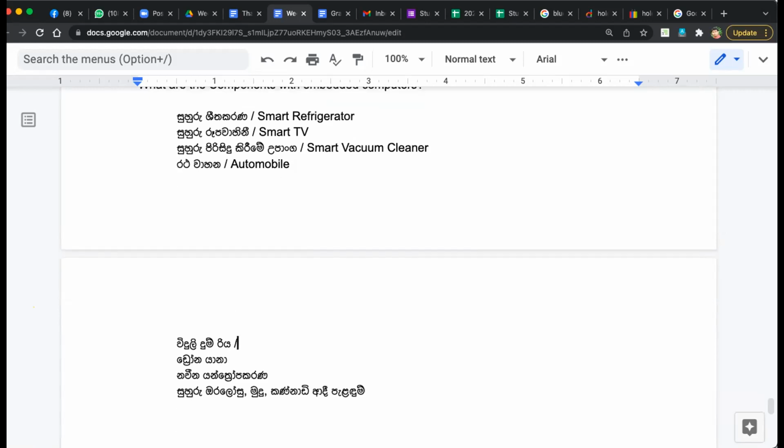You can say electric smart cars, train, drones, modern machineries, refrigerators, smart watch, and smart ring and smart eyewear. So what does smart refrigerator mean?